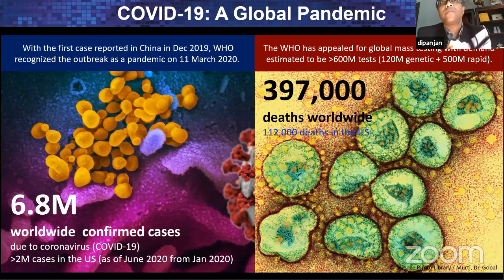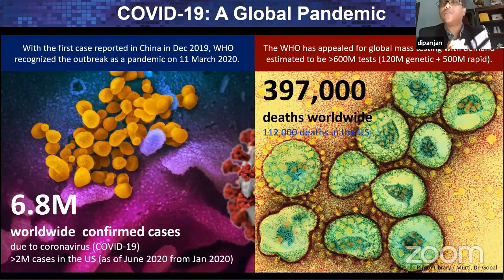The first case was reported in China back in December 2019. This report is a little bit contradictory because we are now hearing a lot of debates that the case might have happened at least 2 months earlier than they reported. Nevertheless, WHO recognized the outbreak as a pandemic on 11th March 2020. The slides are a little old, and these numbers are way up now, but there were more than 7 million confirmed cases worldwide due to COVID-19.